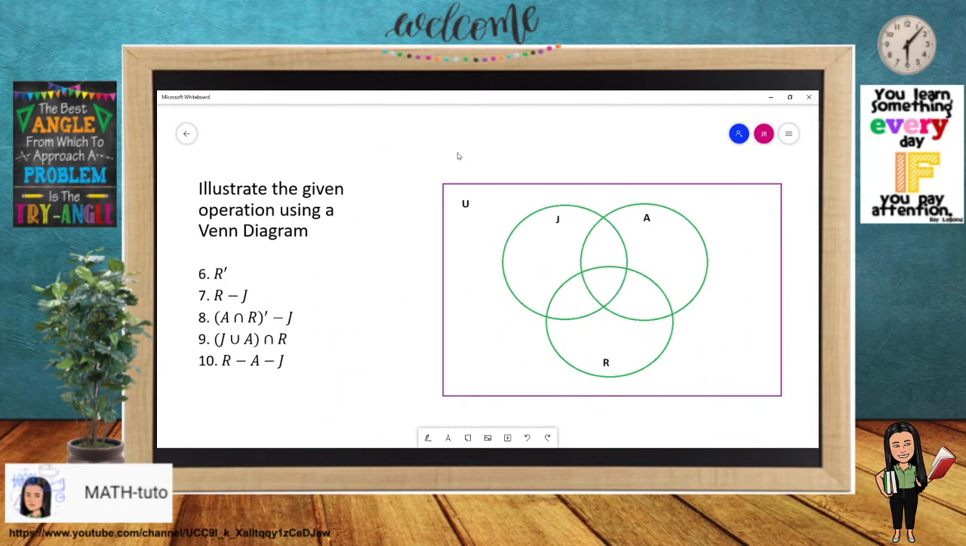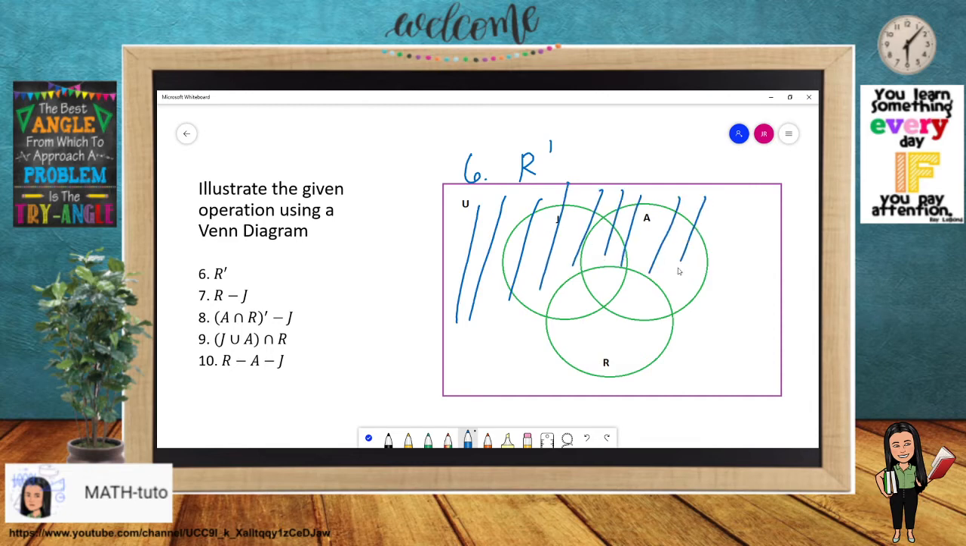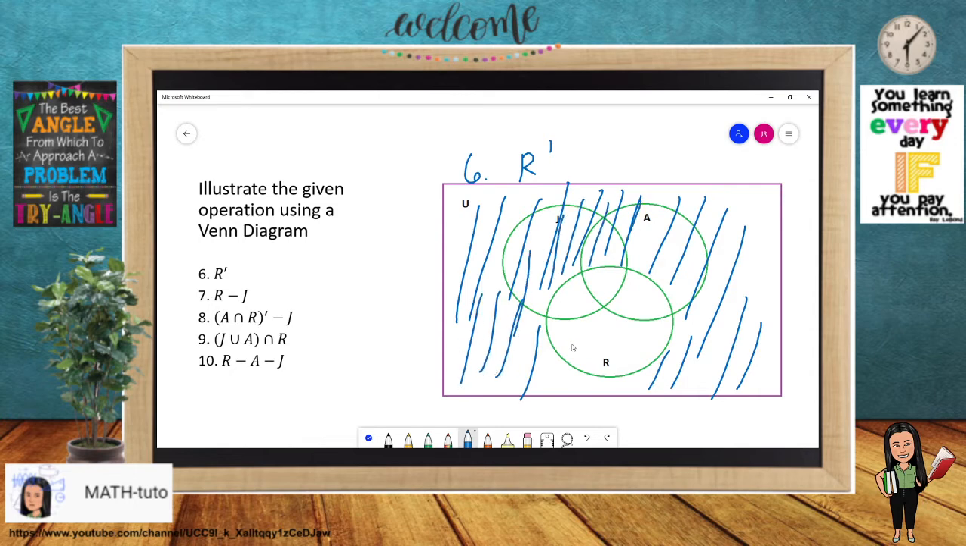Sige, number 6. Blue ang gamitin natin. Number 6, we have R prime. That will be everything in the universal except R. Yan. Yung R lang yung walang shade. Okay, that is number 6.